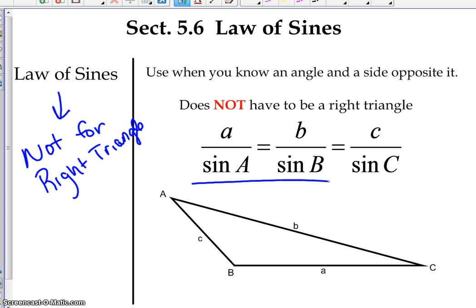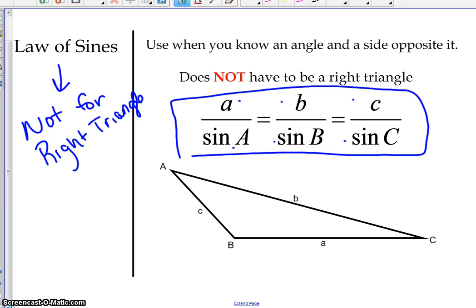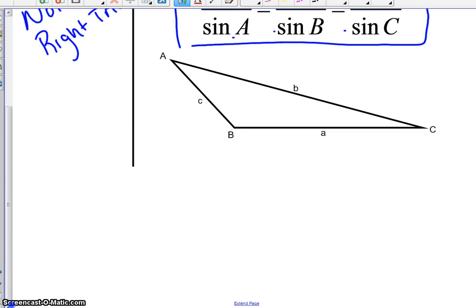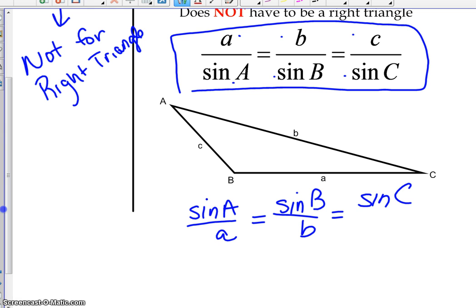So our rule, and you'll find this on your yellow sheet, and you're going to want to write this down, is that a over the sine of A equals b over the sine of B equals c over the sine of C. The ratio of the side length to the sine of the opposite angle is equal for all sides and opposite angles. Now let me make a note that I would be just as right if I wrote the sine of A over a equals the sine of B over b equals the sine of C over c.